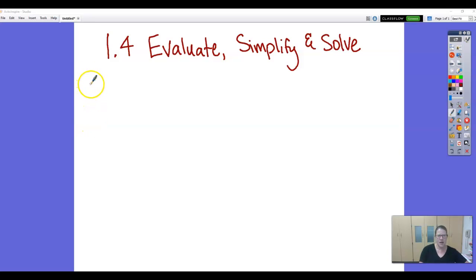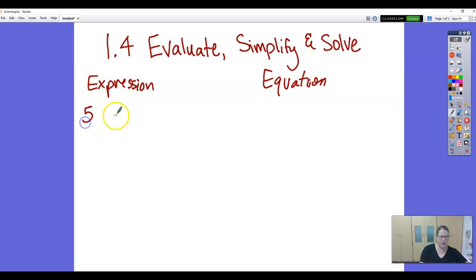So to start out with, let's talk about the difference between a math expression and a math equation. A math expression can be anything that has a plus or minus, any math operation between numbers. So like 5 plus 3 times 2 is an expression. It could be something like 10x minus 5. That's an expression because there's no equal sign in the problem.